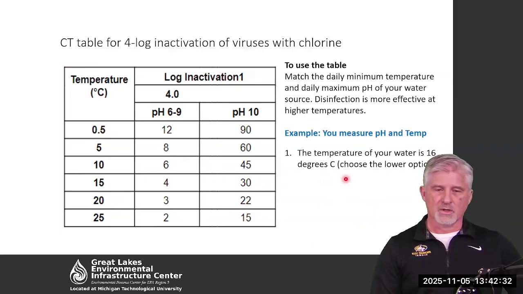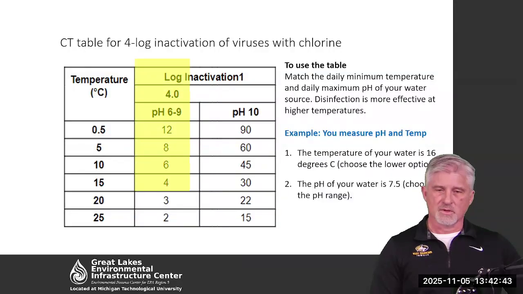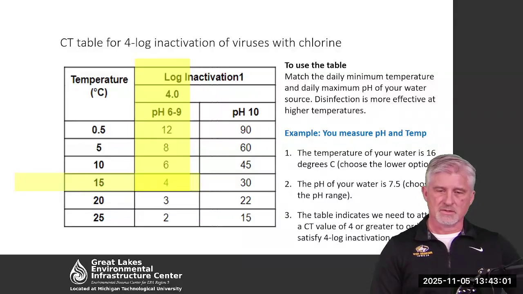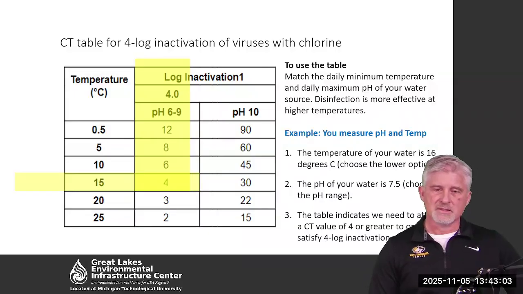So in an example, the water is 16 degrees, and we've got a pH that's 7.5. So our pH is in that range from 6 to 9. That means we're in this column. And for our temperature, we're going to go with the next lower temperature. So we go from 16 into this 15 range. That tells us that we need to attain a CT value of 4 or greater in order to satisfy our 4 log inactivation of viruses.